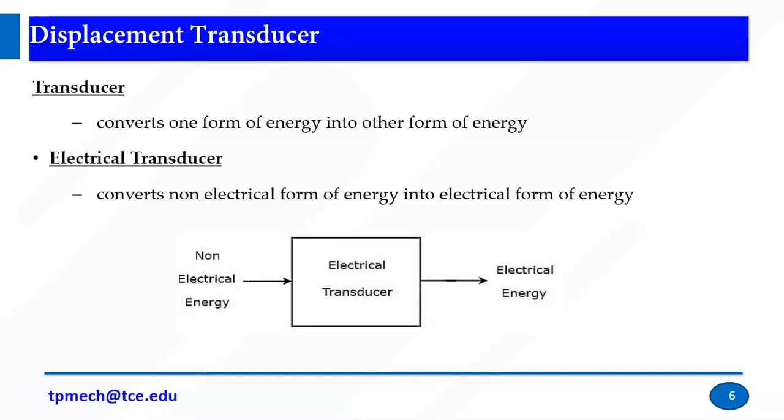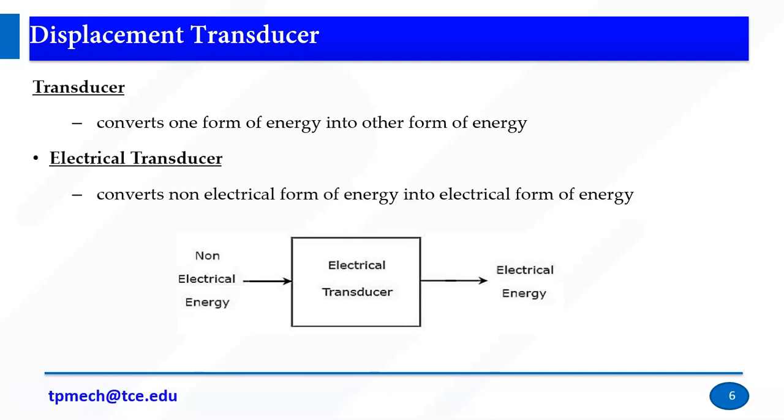One of the devices used to measure displacement is called a transducer. That's why we say displacement transducers. A transducer is a device which converts one form of energy into another form of energy. For example, we can say an IC engine is a transducer because it converts fuel energy into mechanical energy. Similarly, any device which converts one form of energy to another can be called a transducer.